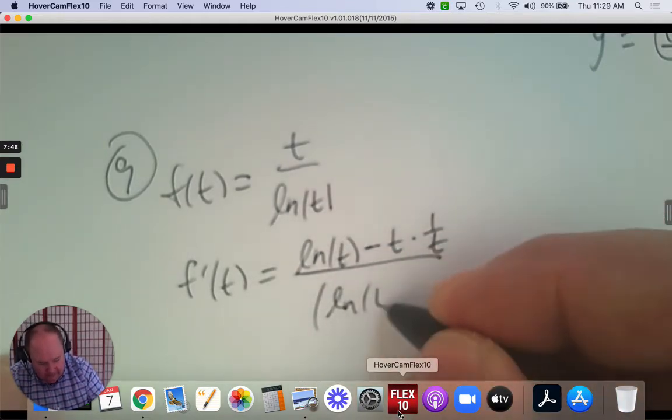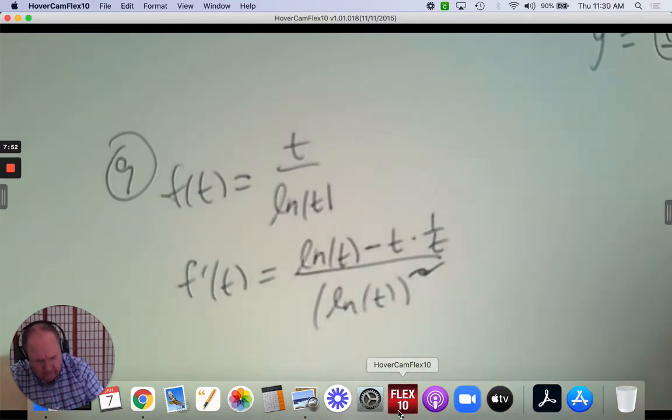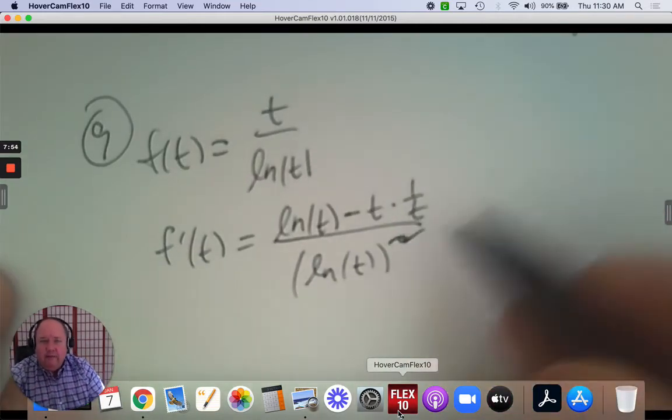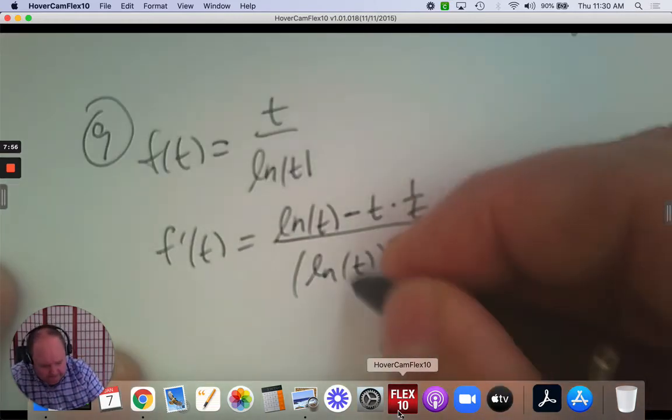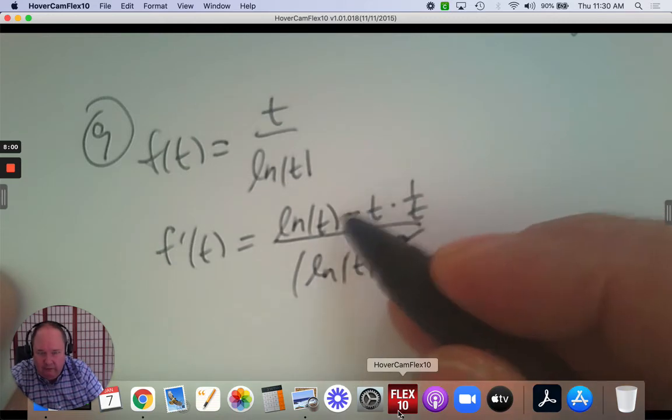Now, I don't actually need to square it, but I will. Do I need to square it? I don't know if that's within the domain restriction. But yes, the bottom squared, and that's it. And yes, t divided by t would actually be minus 1.